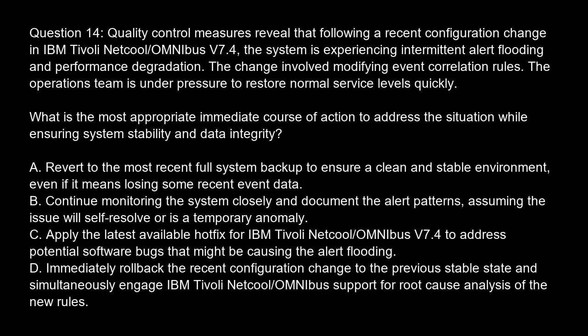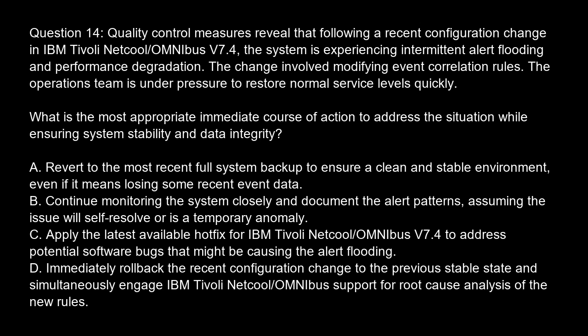Question 14. Quality control measures reveal that following a recent configuration change in IBM Tivoli Netcool/OMNIbus v7.4, the system is experiencing intermittent alert flooding and performance degradation. The change involved modifying event correlation rules. The operations team is under pressure to restore normal service levels quickly. What is the most appropriate immediate course of action to address the situation while ensuring system stability and data integrity?